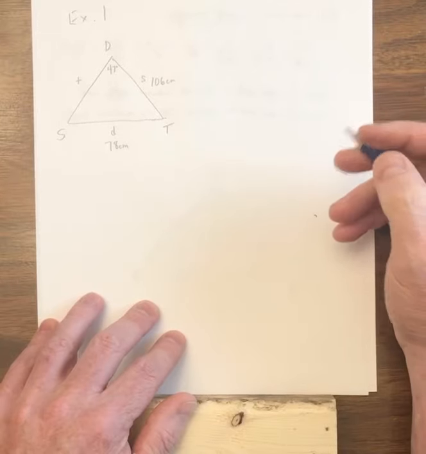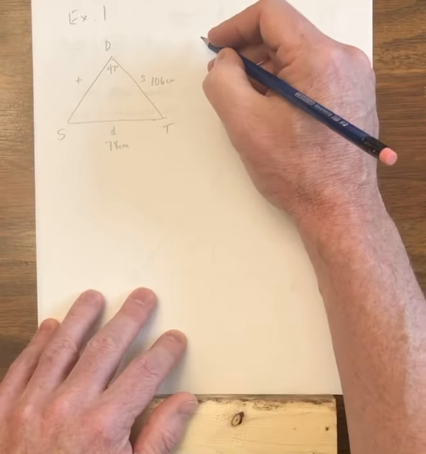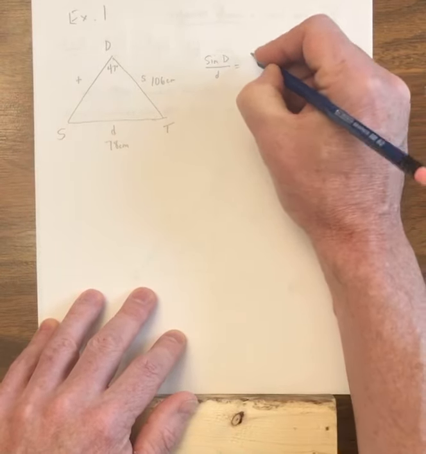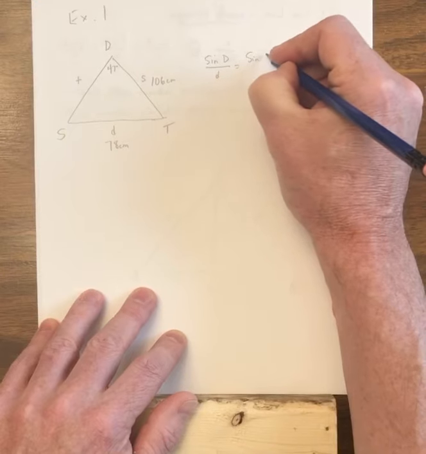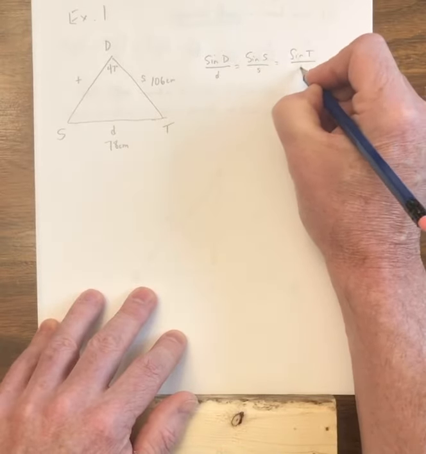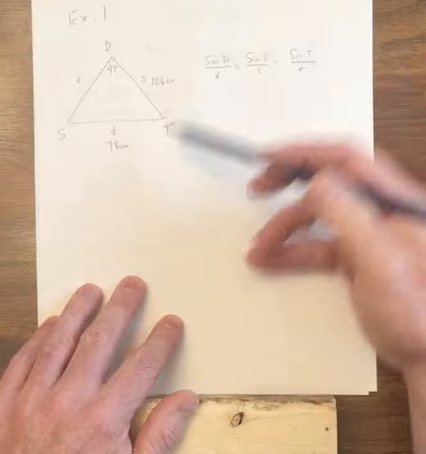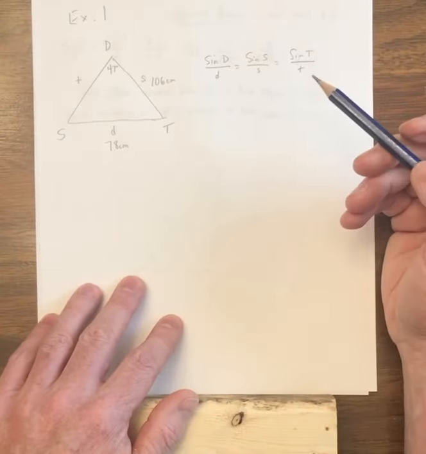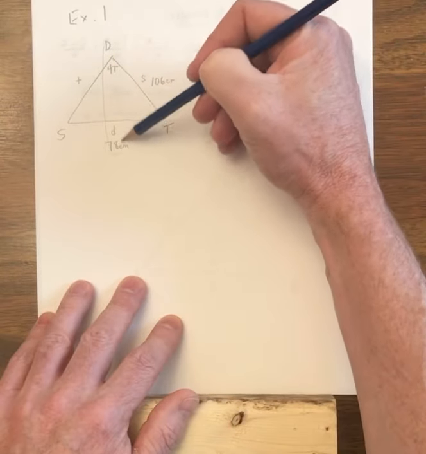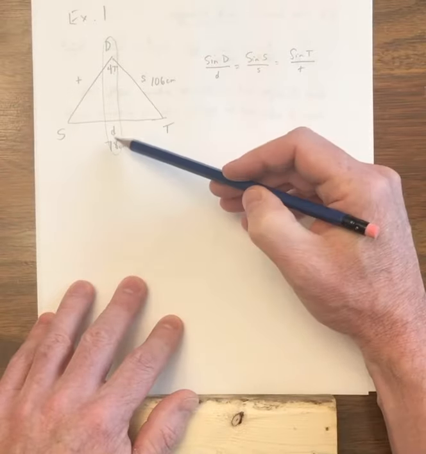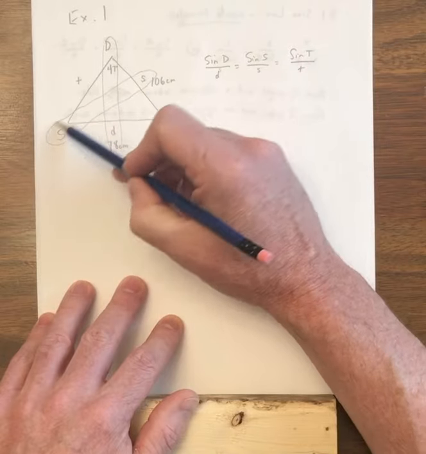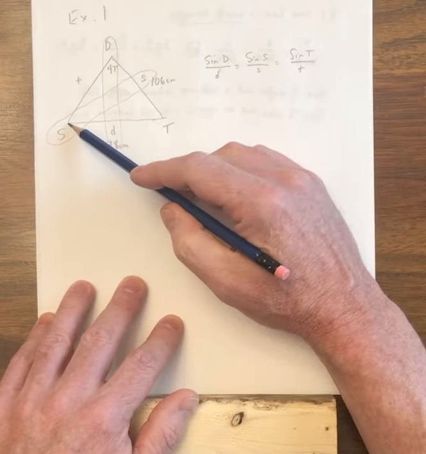Now our sine rule is as follows. We can say that sine D to side D is the same as sine S to side S and sine T to side T. Now, this law works if you have 3 pieces of information, you can find the 4th. And we do want a pair of information. So we do have a pair right here. We know sine D and side D. We know this whole ratio. And we know half of this ratio. We know the side length, we just don't know the angle.